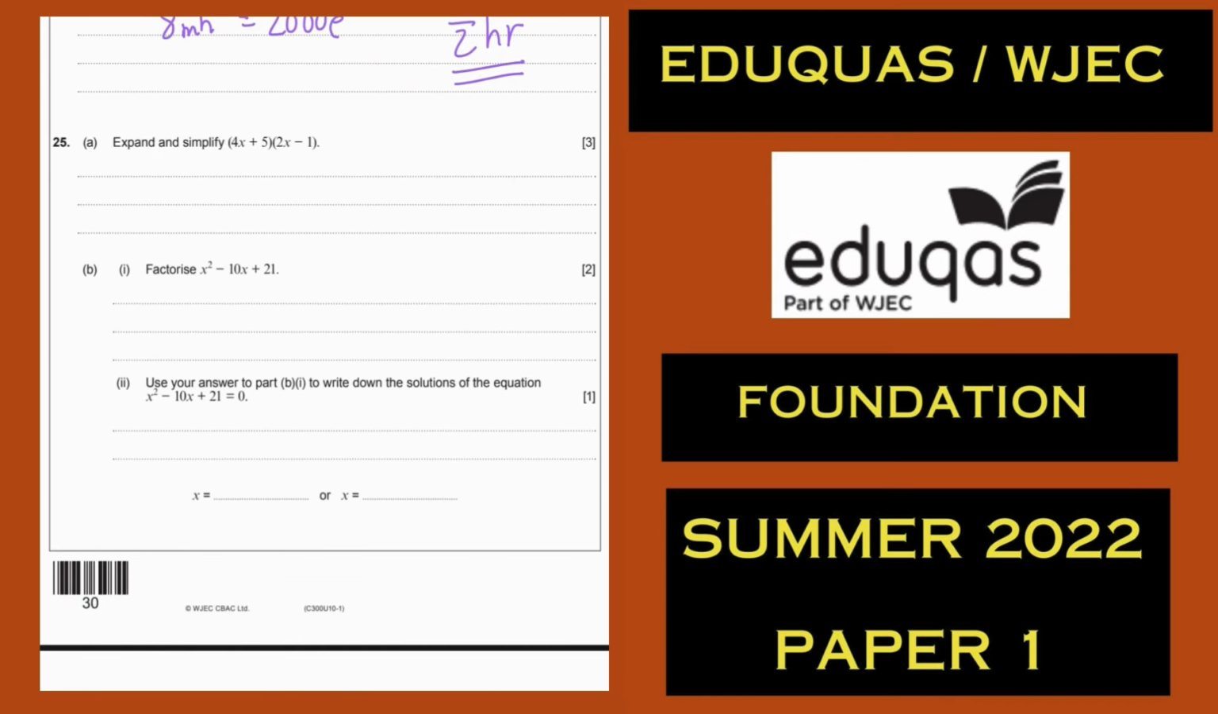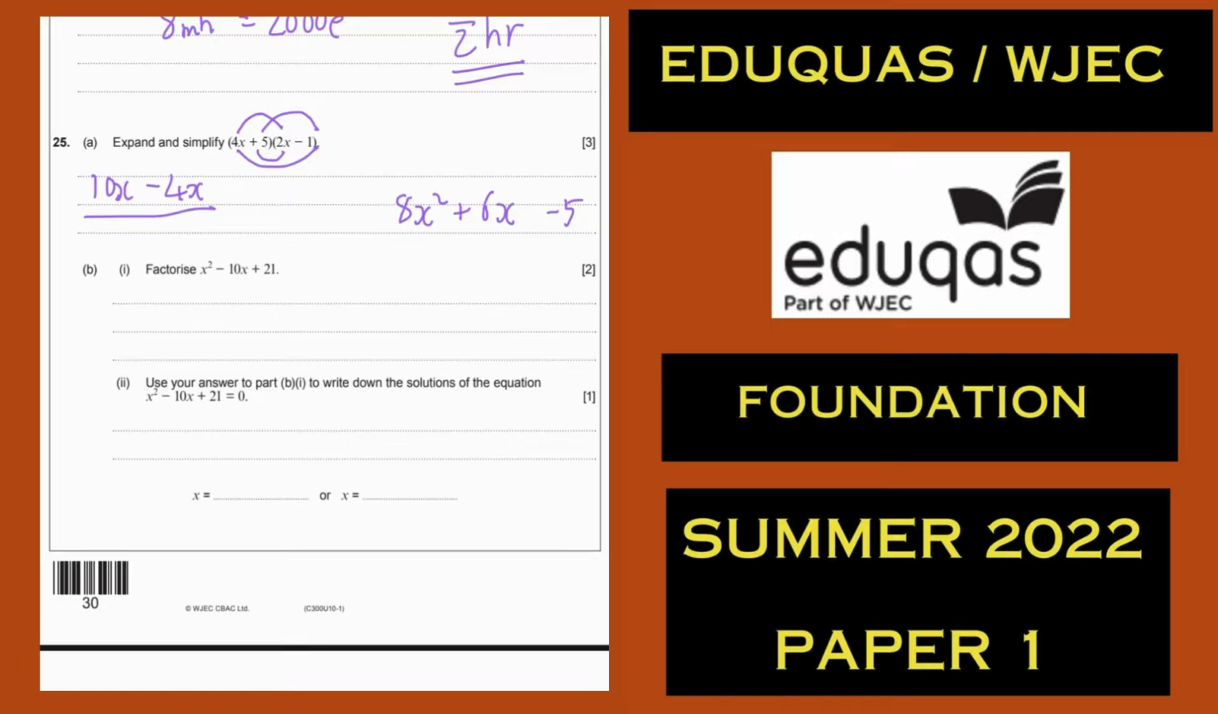Number 25, expanding. Now, if you don't like loops, do a grid. You've got room for a grid, but I will stick with loops. 4x times 2x is 8x squared. 5 times minus 1 is negative 5. And now I do the x terms separately because they're what's going to simplify for the middle. That loop is 10x. That loop is minus 4x. The x terms simplify to positive 6x.